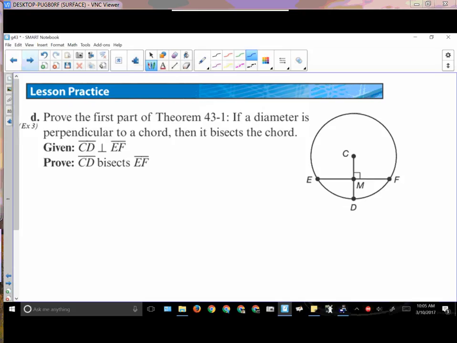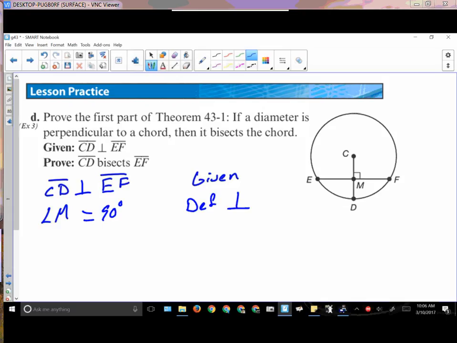So Caleb, we know that we have CD perpendicular to EF, that was given to us. What other information do we have based upon what we see in the circle? Okay, so I could say angle M is equal to 90 degrees. So that's the definition of perpendicular.